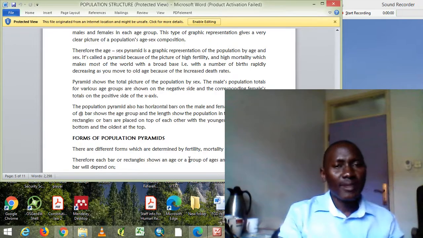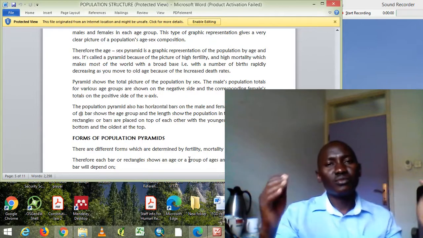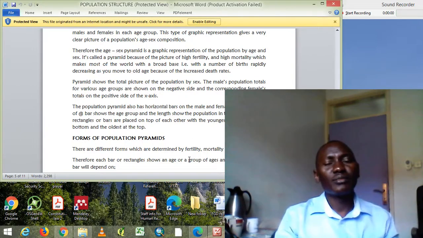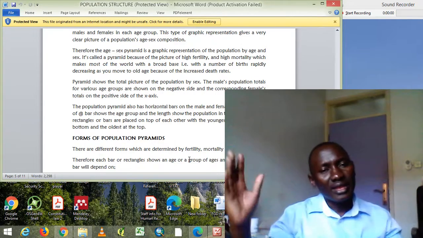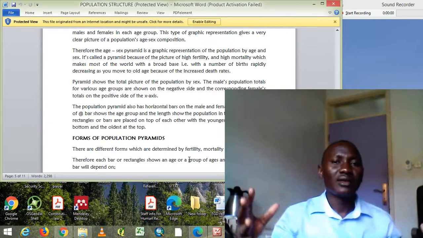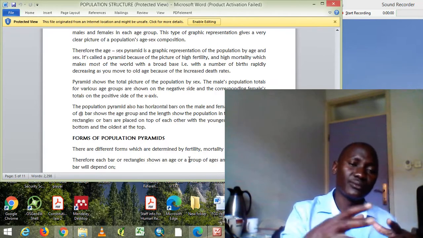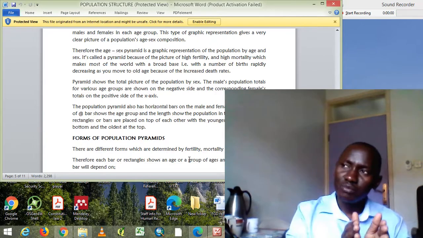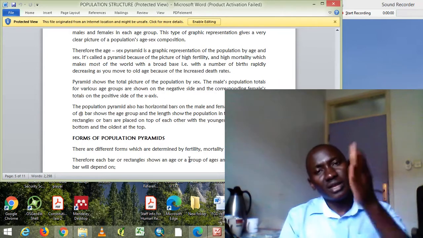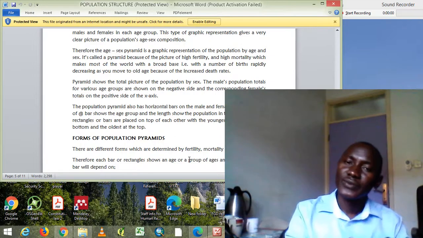For example, if age group 0 to 4 has got 1 million people, and age group 65 plus has got 500,000 people, then the length of the bar for age group 0 to 4 will be longer than the length of the bar for age group 65 and plus. So that's why we use these graphs, because they bring it out very well. And remember, it gives us the opportunity to plot population totals and age groups, because age groups are on the vertical axis, and then we have the population totals on the horizontal axis.